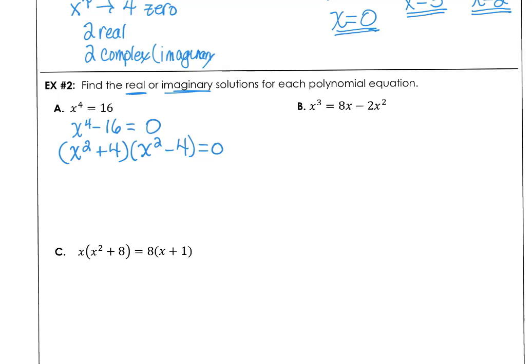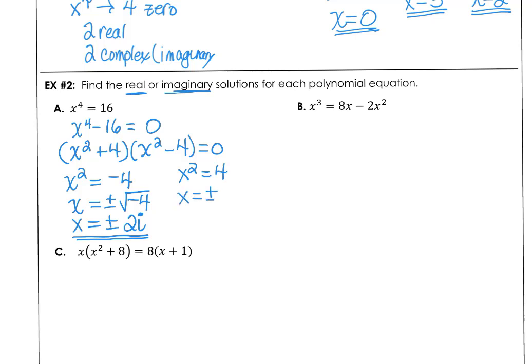So x squared plus 4 equals 0 when x squared is -4, and it's similar to the previous example where x is going to be the positive or negative square root of -4, and our 2 imaginary solutions are positive 2i and negative 2i. And then x squared equals positive 4 when x is positive or negative square root of 4. And there's my 2 real solutions. So power 4, we're looking for 4 solutions. We found all 4.